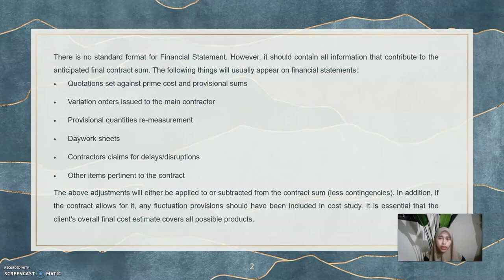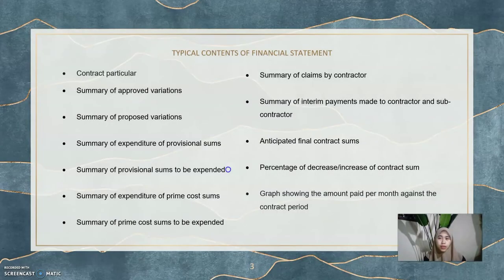All the adjustments will be either added to the contract sum or subtracted from the contract sum. Other typical contents of a financial statement are contract particulars, summary of approved variations, summary of proposed variations, summary of expenditure of provisional sum, summary of provisional sums to be expended, summary of expenditure of PC sum, summary of PC sum to be expended, summary of claims by contractor, summary of interim payments made to contractor and subcontractor, anticipated final contract sum, percentage of decrease or increase of contract sum, and also a graph showing the amount paid per month against the contract period.